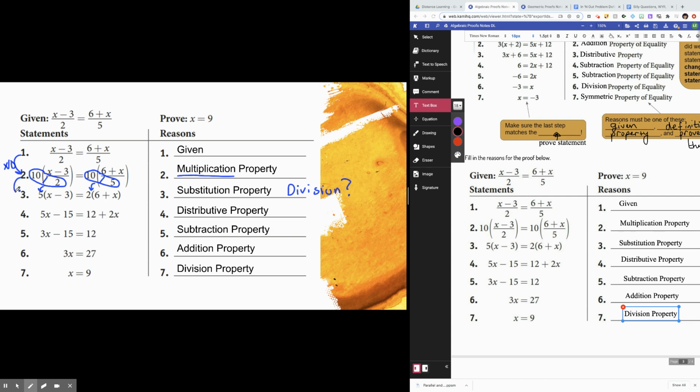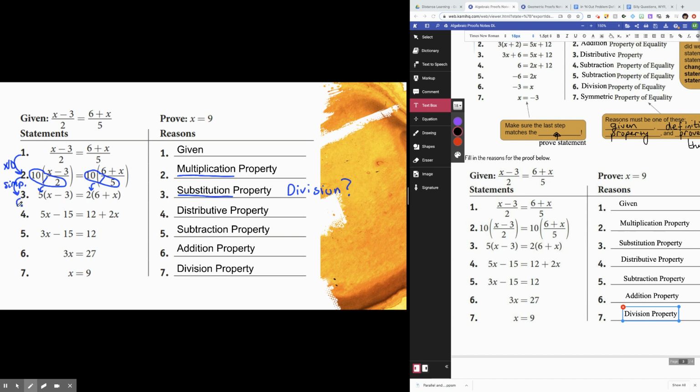What actually happened here is you simplified. You simplified 10 divided by 2 and called it 5 instead. 10 divided by 5, you called it 2 instead, right? Because you're not doing the same thing to both sides. So remember, whenever you are simplifying something on one side of an equation, or simplifying two different things on either side of an equation, that's the plug-in property, the substitution property.